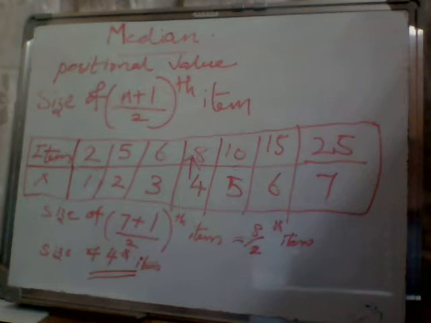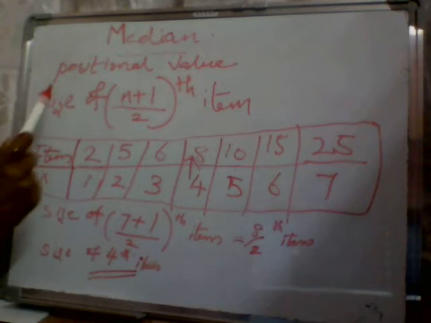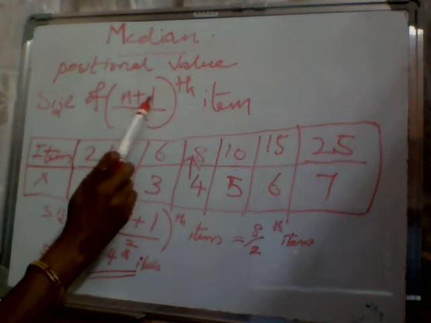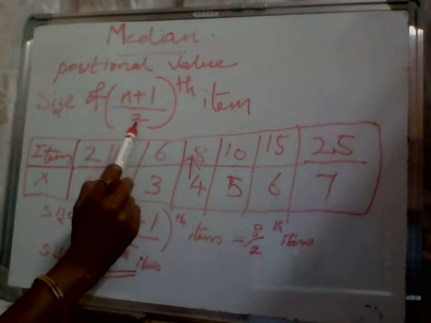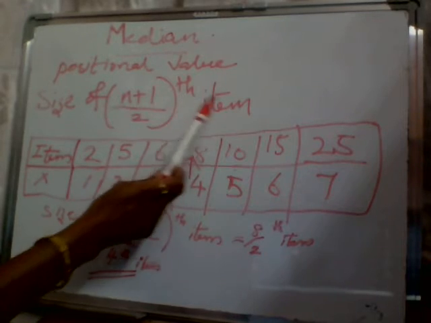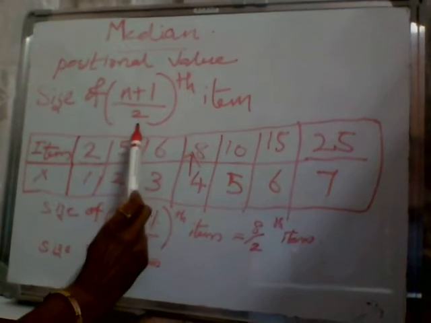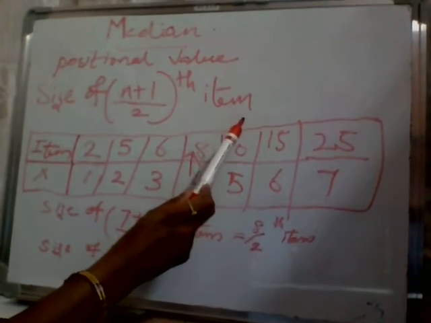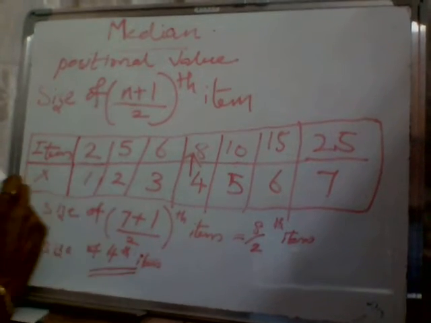Then what is the equation for finding median? Size of (n plus 1) divided by 2 th item. That one is the equation for median. Size of (n plus 1) divided by 2 th item.